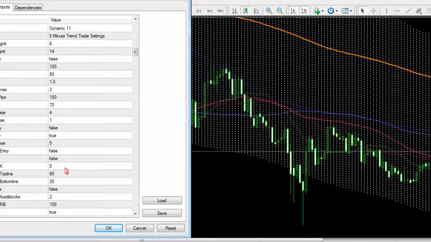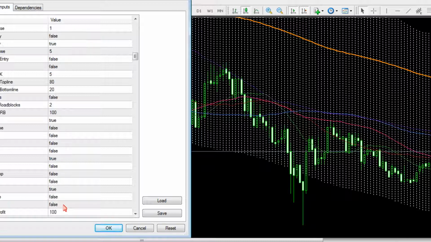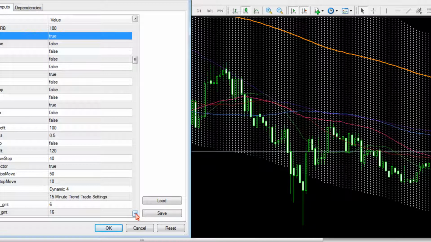Dynamic targets is set to false, so I'm not looking at any dynamic targets. I do have dynamic stops switched on, set to true, because again, I'm actually using the L5 as a dynamic stop, and also the L7.